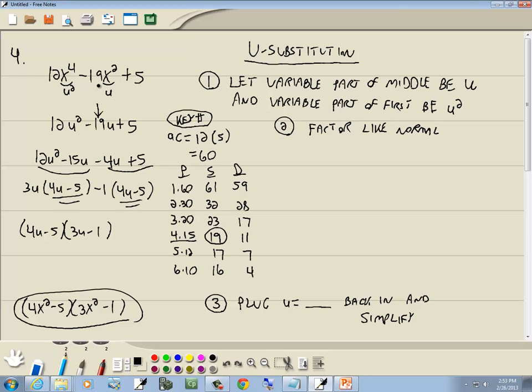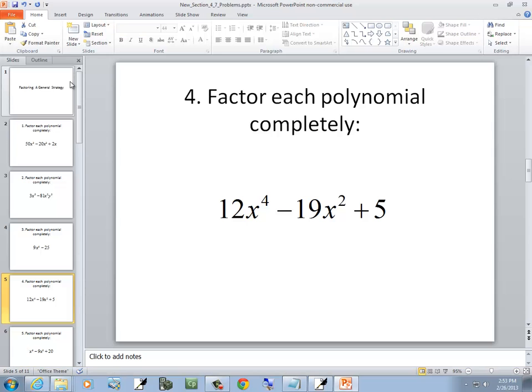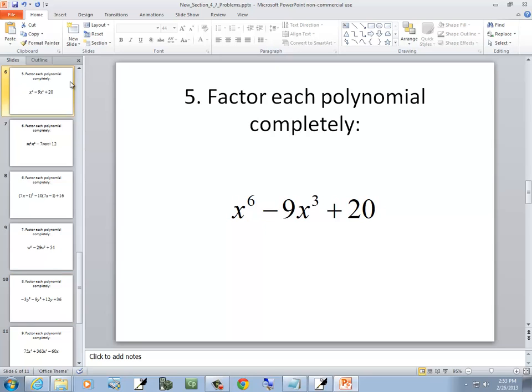Now the u-substitution. You notice after I did the u-substitution, it put it into quadratic form, so I could use the key number method. When can you use the u-substitution? If you can take the variable part of the middle, whatever it might be, in this case it was x squared, and take it to the second power, which gives us x to the fourth, and if it gives you the variable part of the first, that's when you can use the u-substitution.